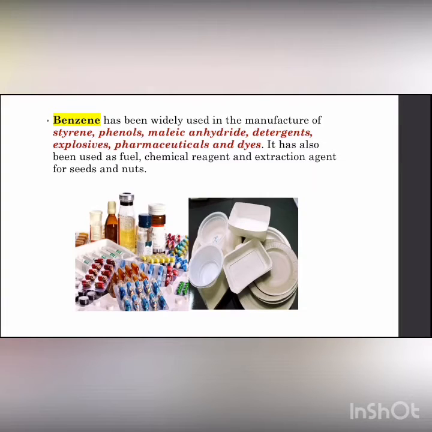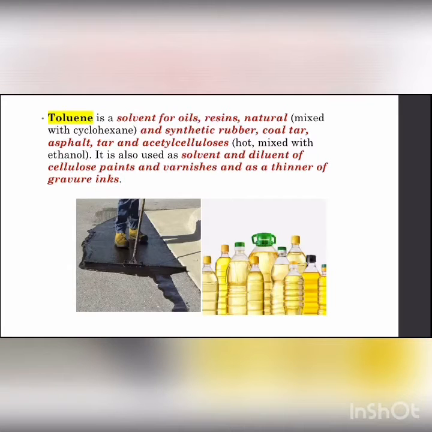Benzene has been widely used in the manufacture of styrene, phenols, maleic anhydride, detergents, explosives, pharmaceuticals, and dyes. It is also being used as fuel, chemical reagent, and extraction agent for seeds and nuts. Toluene is a solvent for oils, natural resins, mixed with cyclohexane, and synthetic rubber, coal tar, asphalt, tar, and acetylcellulose, hot mixed with ethanol. It is also used as a solvent and diluent of cellulose paints and varnishes, and as a thinner of rubber inks.